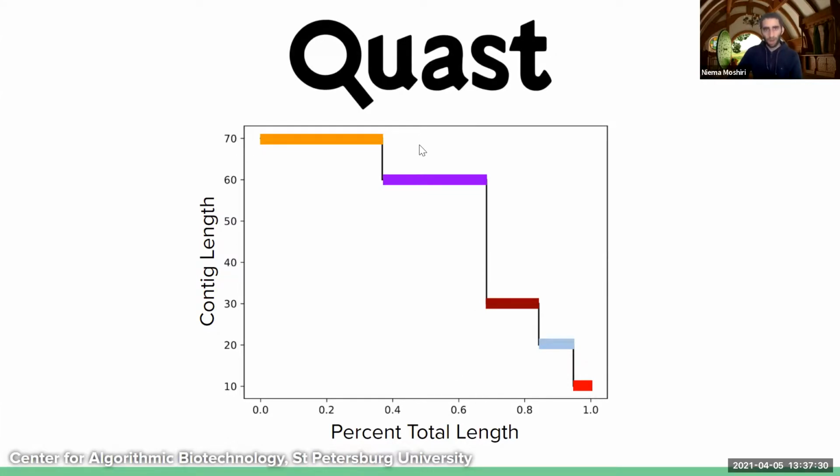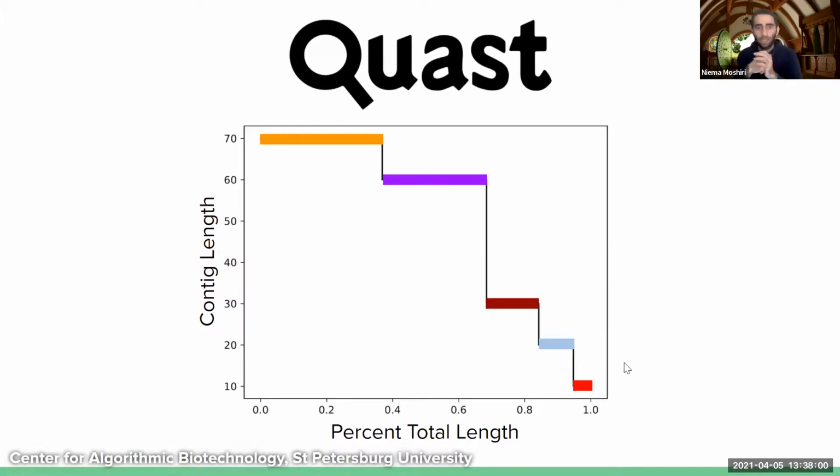Then this one is some portion of the total contig length. But basically, we're plotting them where the y value is the length of that contig. So this contig, the longest one, is length 70, and it's this portion of the total contig length. The next longest contig is length 60, and it is this portion of the total contig length. And you keep going, and keep going.